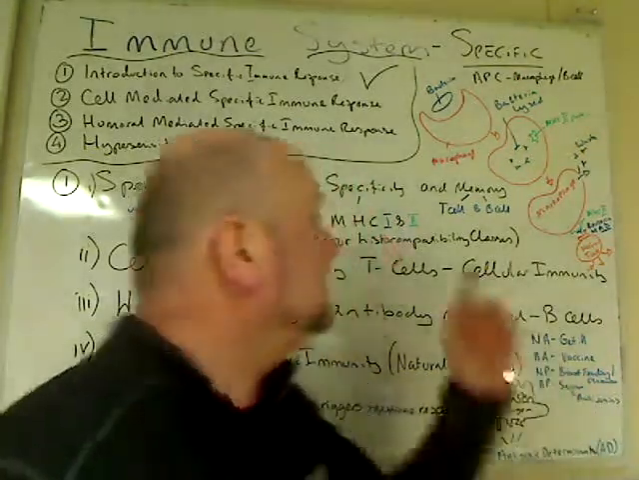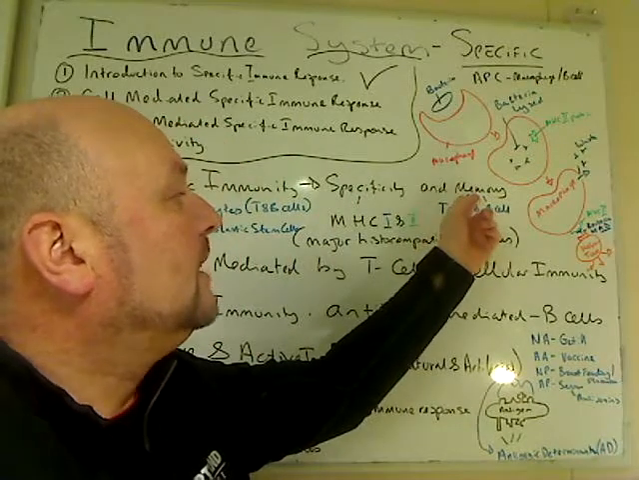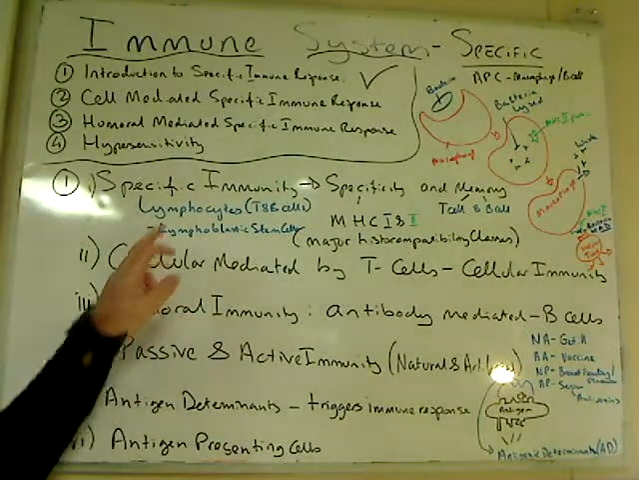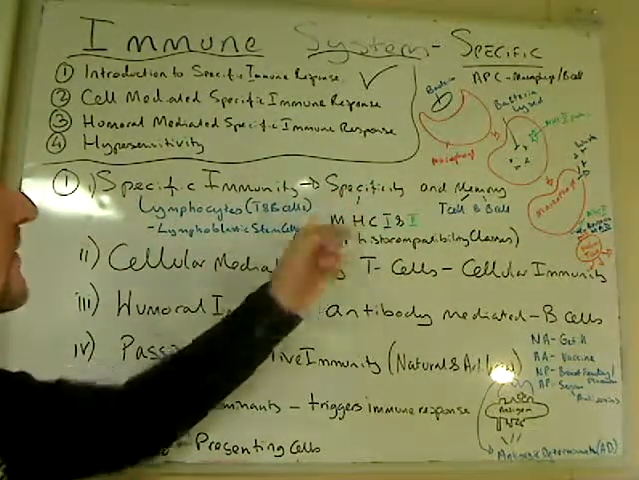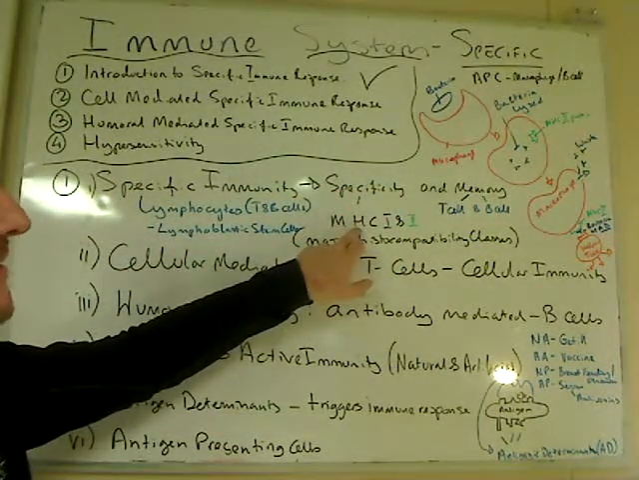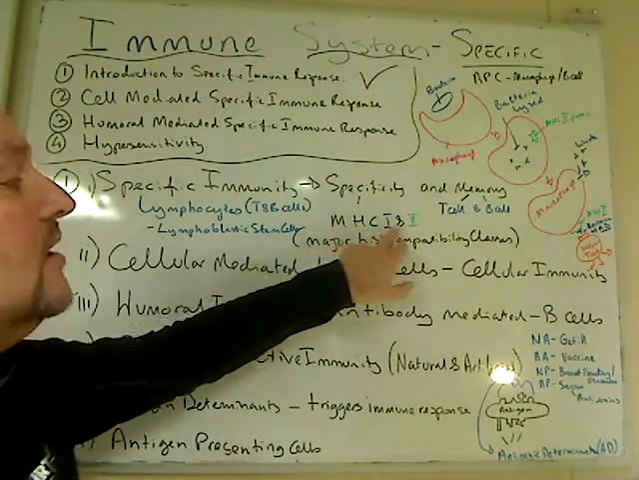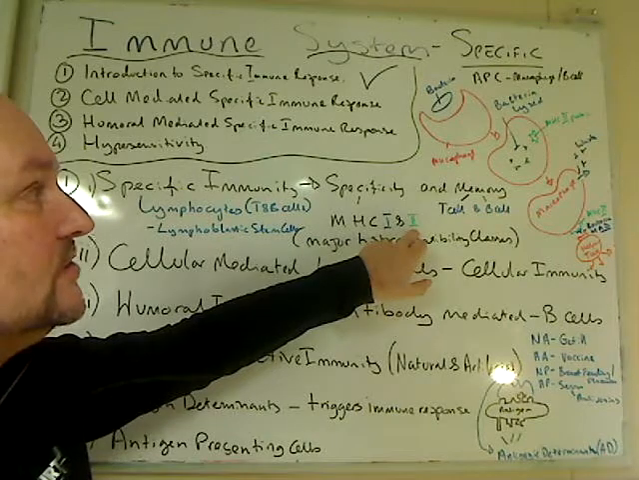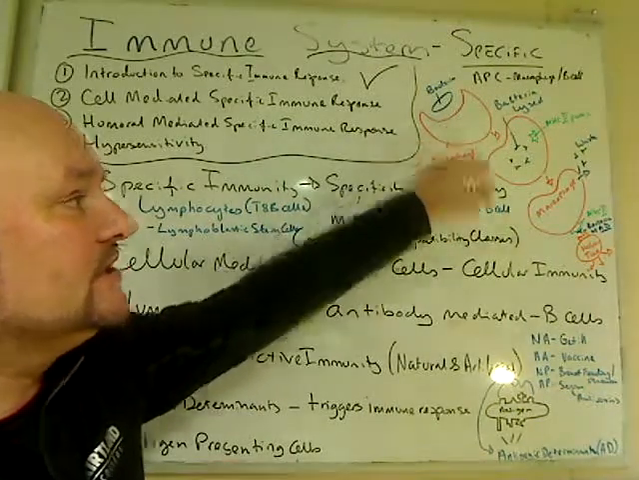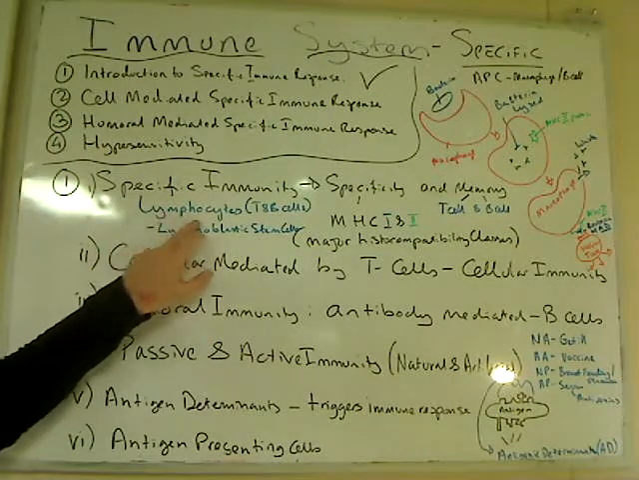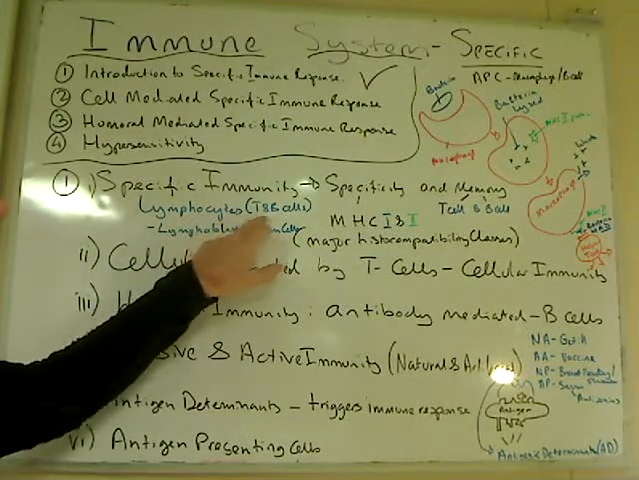So we have specificity and we have memory in our specific immune response. Now this is created by major histocompatibility class 1s on our nucleated cells and class 2s found on our antigen presenting cells, which I'll talk about in a minute. It's run by the lymphocytes. This is the T cells and the B cells.